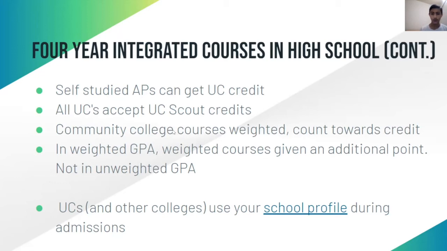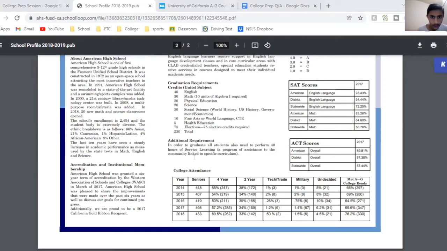In weighted GPA, weighted courses are given an additional point. Essentially, what happens is that UCs, or pretty much any college, would take that GPA from your high school, and they would use their own GPA rubric to weight your GPA. And if you look at the school profile, let me pull it up real quick. Let me just add something here.